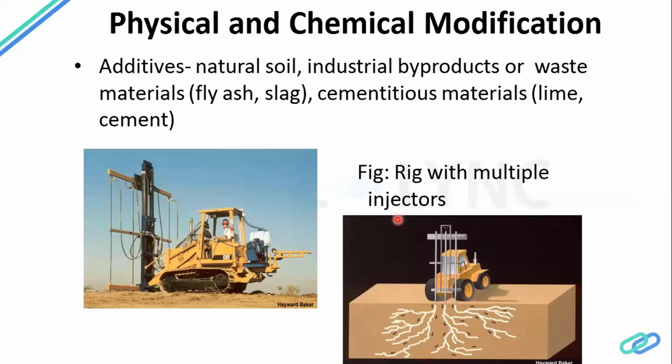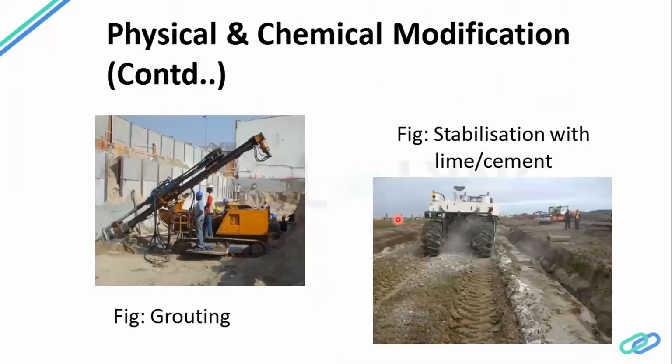In this method, some additives are used and the soil is modified. Physical modification means it may be a natural soil, or industrial byproducts like slag or fly ash are used to mix with the soil to improve its properties. And chemical modification means lime or cement is used to modify and improve the properties. So we can see this is a method of grouting. Here in this direction there will be some grout holes which are first made, and then the grout slurry, that cement slurry, is pumped into it to fill the holes.